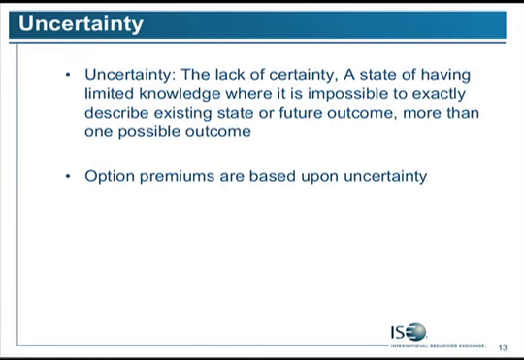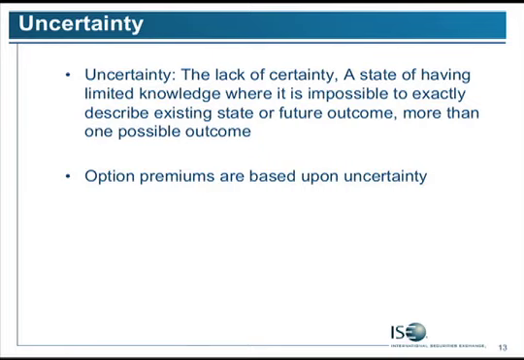So what is volatility? Lots of ways to define it. Uncertainty. What is that? Well, it's the lack of certainty, a state of having limited knowledge where it is impossible to exactly describe existing state or future outcome, more than one possible outcome. Options are based on uncertainty. So you might look at a chart, and if you believe that a certain exchange rate is in a breakout, common sense tells you that even though the trend is up or down, it might not go on forever. In fact, it might snap back. You might have a false breakout.